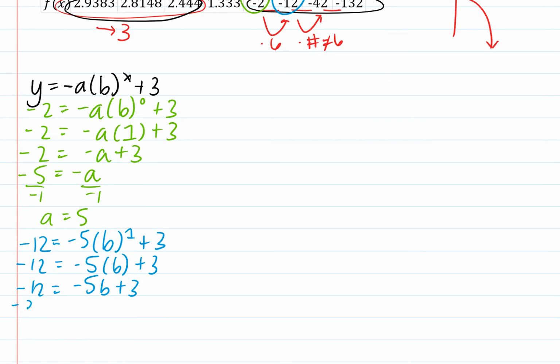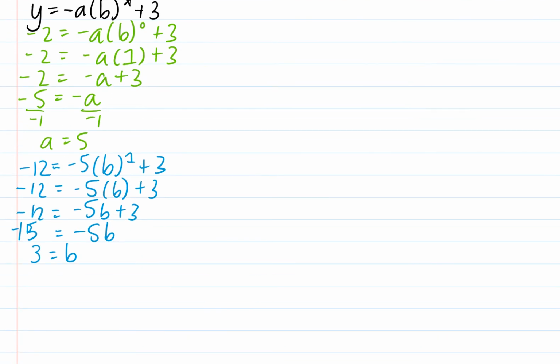We'll subtract 3 from both sides. Divide both sides by -5. Okay, so we figured out a is 5, b is 3. We substitute these values back into our revised template. So we have f of x equals -5 times 3 to the x plus 3.